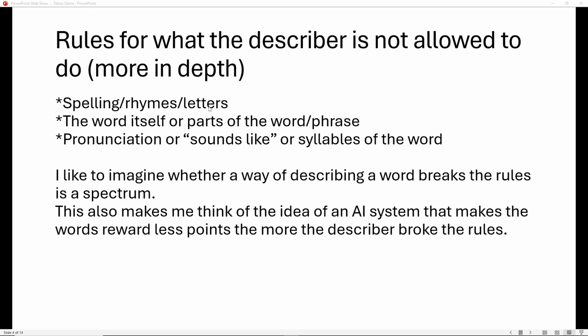game interesting. I'm not very clear on which ways of describing a word would break the rules or not. I actually think it's kind of a spectrum, because it's complicated. It's not simply that it breaks the rules or it doesn't. This makes me think it might be better if we had some system that gives fewer points, depending on how much the way the describer said it broke the rules, if you know what I mean.